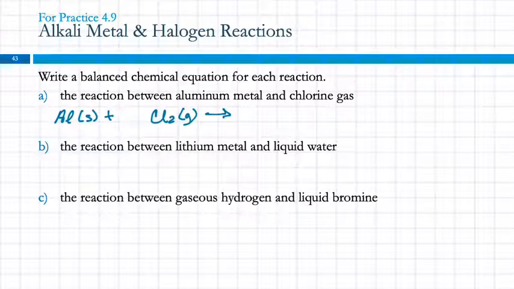And then how are those going to combine? Well, we actually learned how to figure out the formula for this product back in chapter 3. What ion does aluminum form? 3+, because it's in group 3. And what ion does chloride form? -1. So I can predict the formula of the compound by the charges. So this is going to make AlCl3. Now what's the state of that?